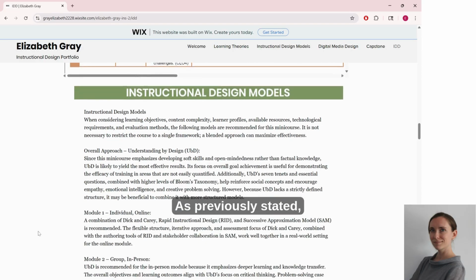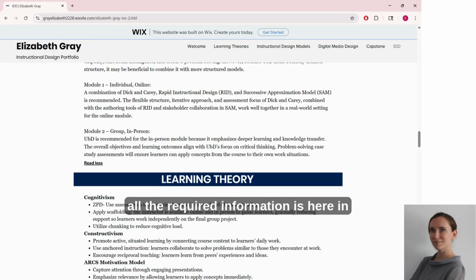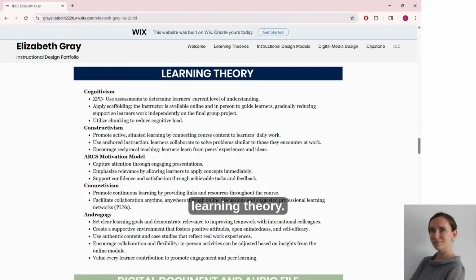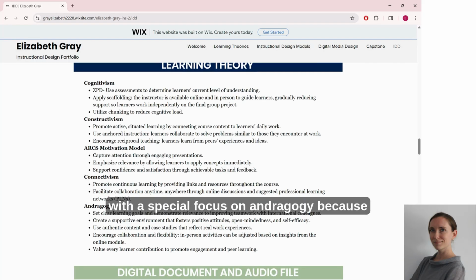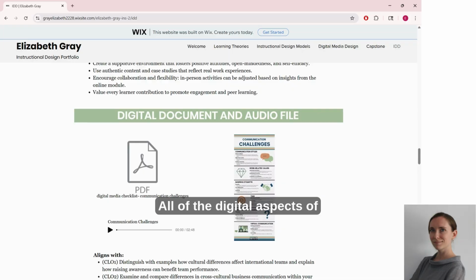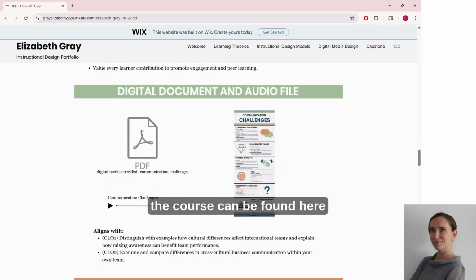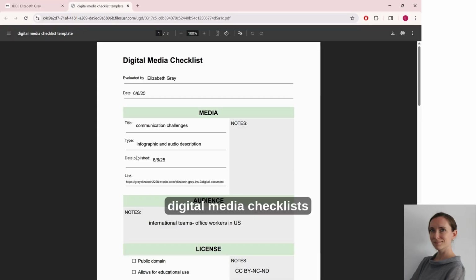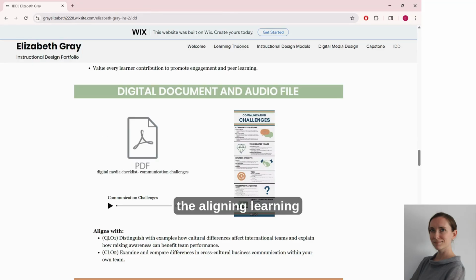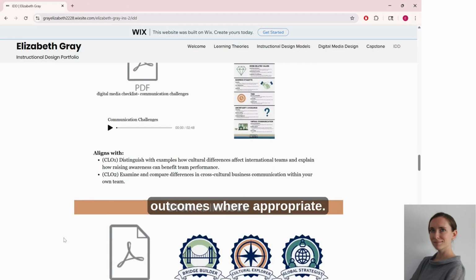As previously stated, all the required information is here in the IDD, including the instructional design models, learning theory, in this case with a special focus on andragogy because we are working with adult professionals. All of the digital aspects of the course can be found here with their accompanying digital media checklists and the aligning learning outcomes where appropriate.